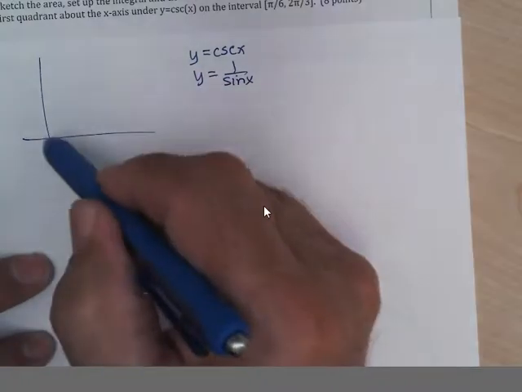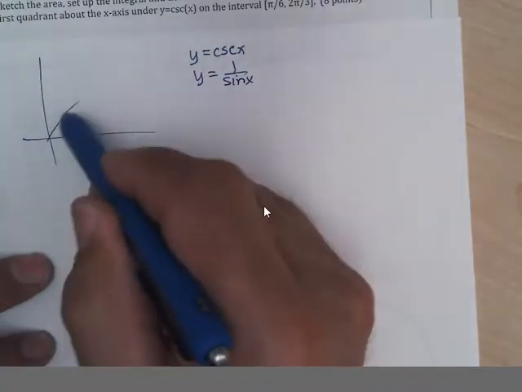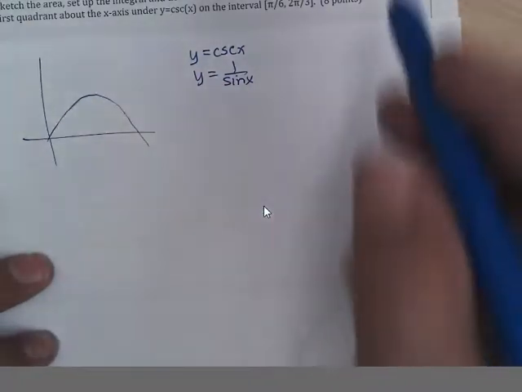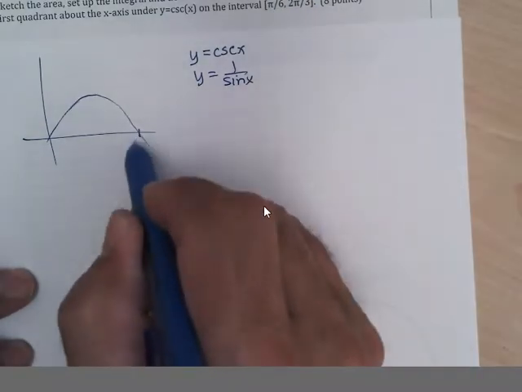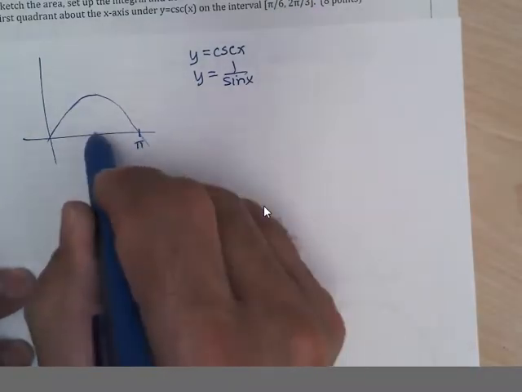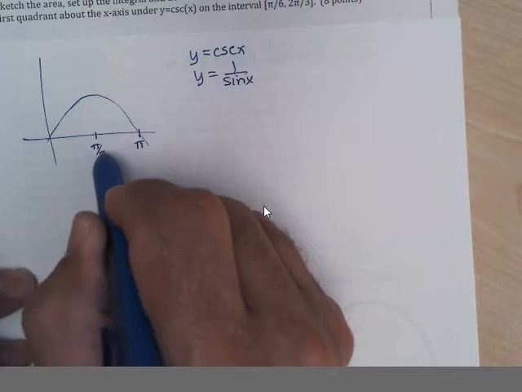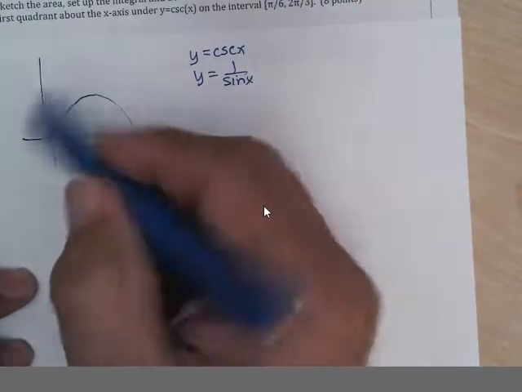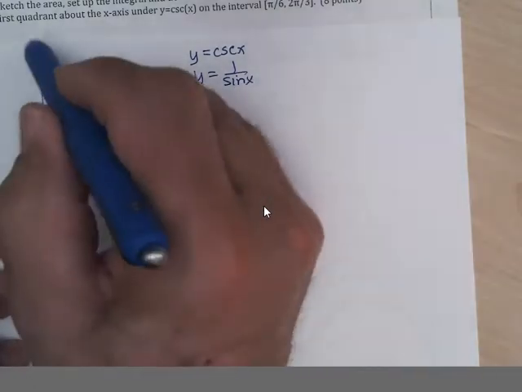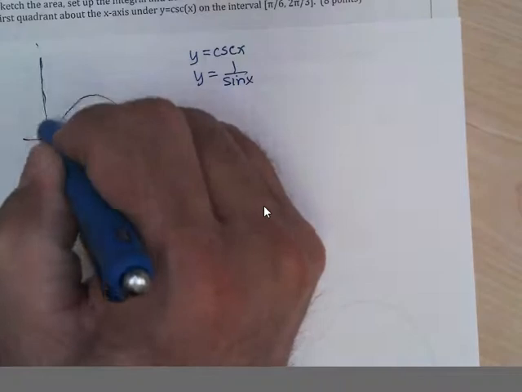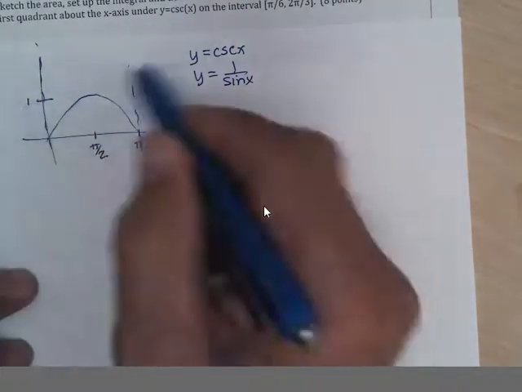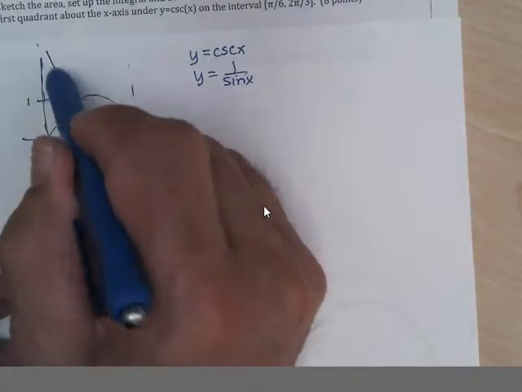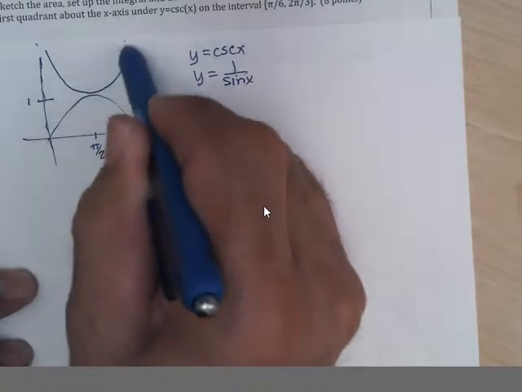The sine goes up to 1 and back down, and it hits 0 at pi. Its highest place is at pi over 2. The cosecant is the reciprocal. The reciprocal of 0 is undefined, so there's an asymptote. There's an asymptote. This is 1, and the cosecant curve would be looking like that.